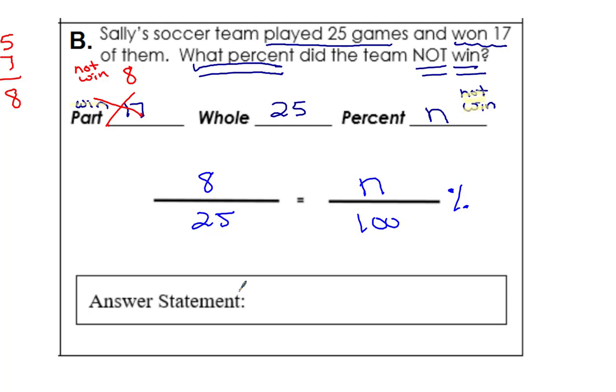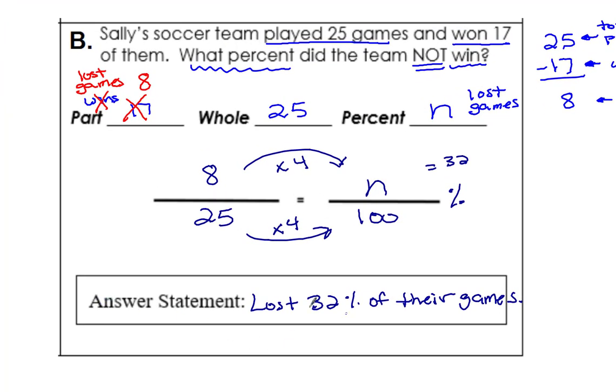Go ahead and pause the video, solve this, look for your scale factor. When you got your answer, come back and check. Did you get that they lost 32% of their games? If you did, great job. Move on to problem C. If not, please pause the video and take a look at the work shown to see if you can find your mistake.